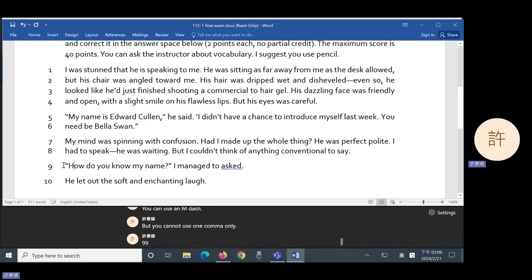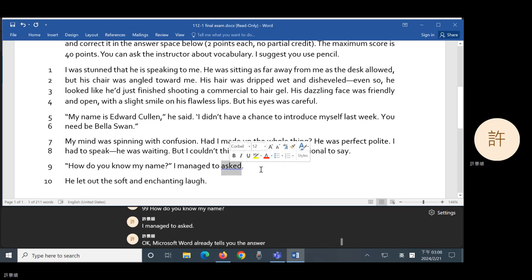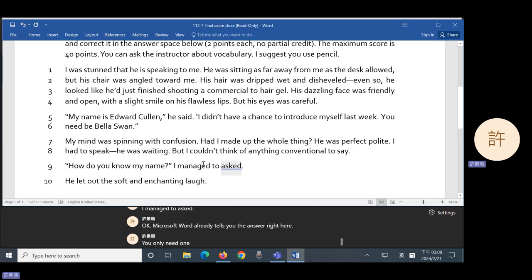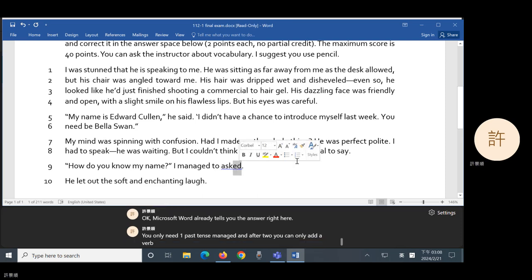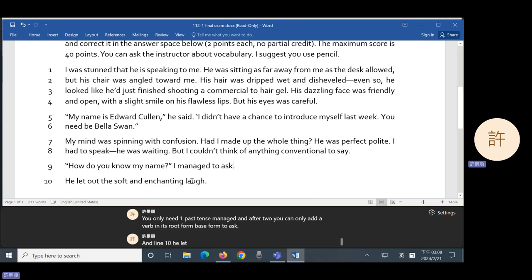Line 9. "How do you know my name?" I managed to ask. Okay, Microsoft Word already tells you the answer, right? It's here. You only need one past tense, "managed." And after "to," you can only add a verb in its root form, base form, "to ask." And line 10. "He let out the soft and enchanting laugh." Do you see the mistake? Here. Have we heard Edward laugh before? No, right? It's something new. So this should be "a soft and enchanting laugh."